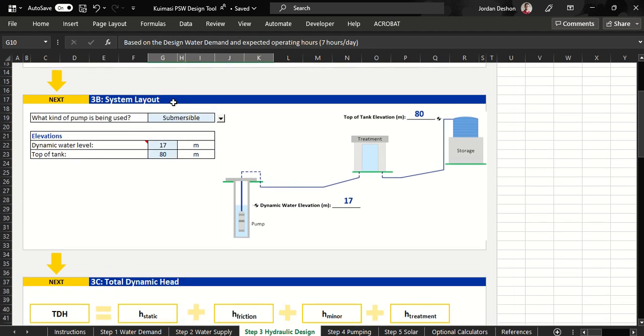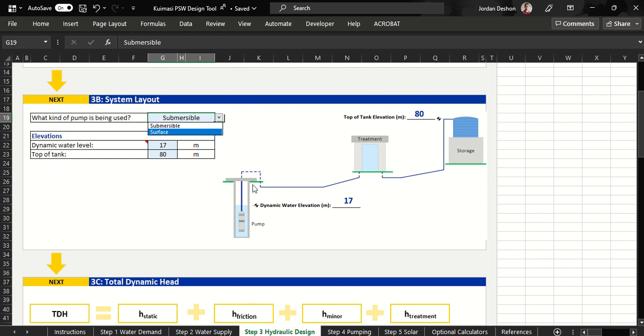And then step 3B is about the system layout. We're first going to answer what kind of pump is being used. So this is a good time to remind you that this tool is not applicable for gravity systems. This is intended mostly for pumped water systems. So the two types of pumps you could choose are submersible or surface.